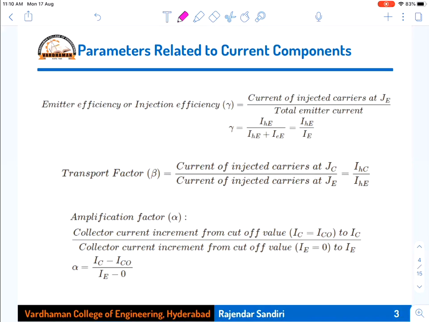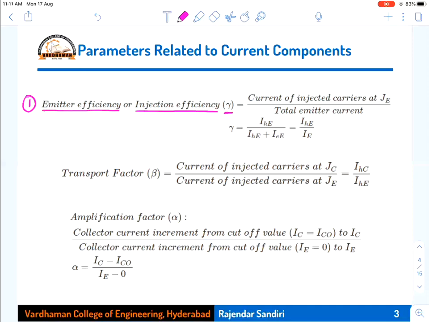Next, making use of these current components, we have defined three parameters, the parameters related to current components. The first parameter is emitter efficiency, also called injection efficiency, represented by gamma. Okay, what is the definition of that? Gamma is nothing but emitter efficiency or injection efficiency. The emitter is actually emitting or injecting the majority charge carriers present in that region into the base region and also into the collector region, right? That's why the name emitter efficiency or injection efficiency.